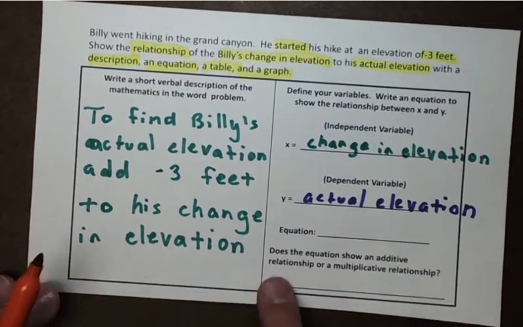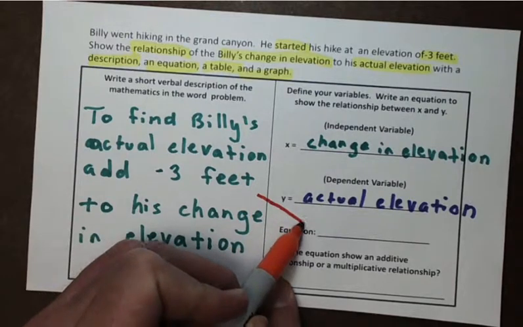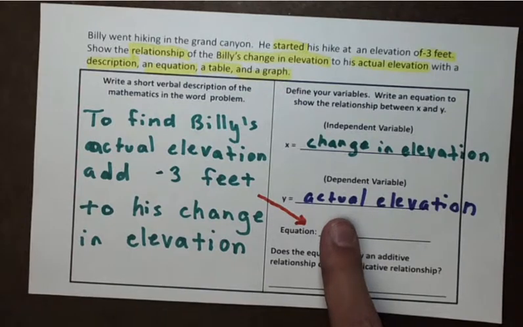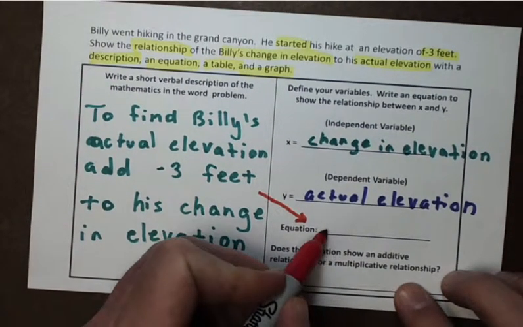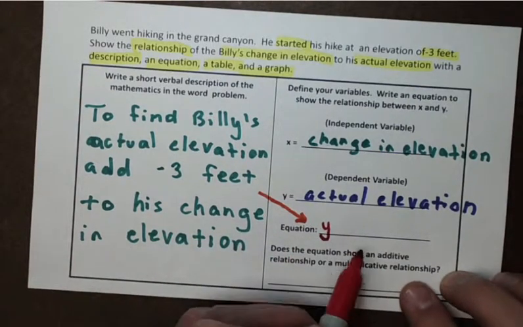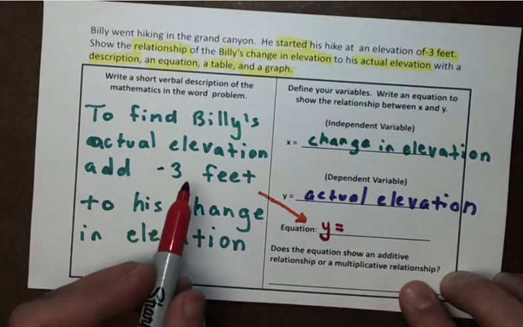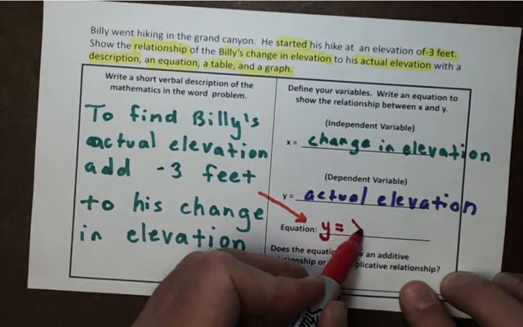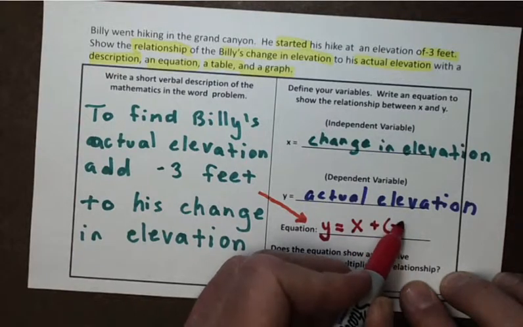Now we can look at our scenario that we had here, and we can use that to help us determine our equation. So our actual elevation is y. That's what's dependent. That is going to be equal to, if we're going to add -3 feet to his change in elevation. His change in elevation is x. So whatever his change in elevation is, we put that as x. We're going to add a -3.